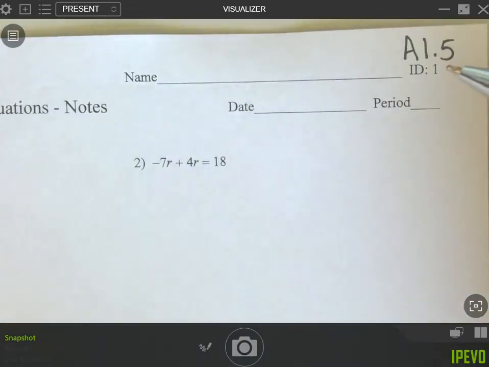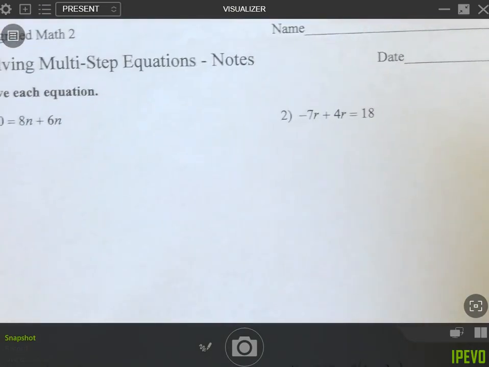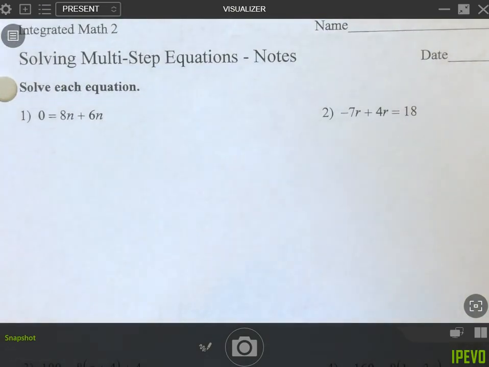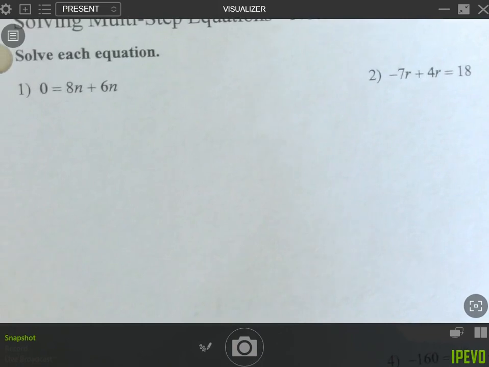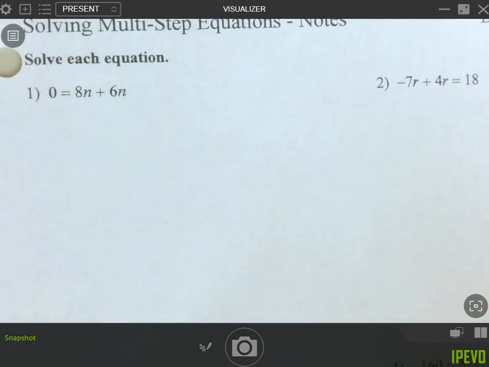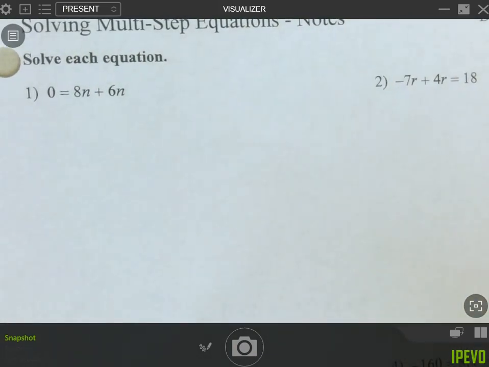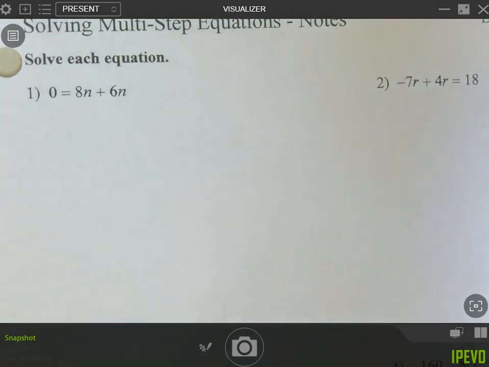All right, we are on A1.5, and we are reviewing and refreshing solving multi-step equations. You are going to show some work, and one of the things, and you don't have to do it this way, but it's a great rhyme, and I think you guys are really going to like it. Are you ready? Cross the line, change the sign. It's catchy, right?